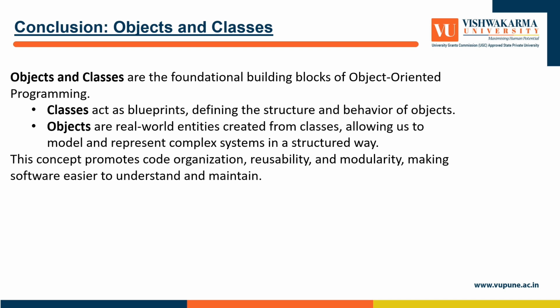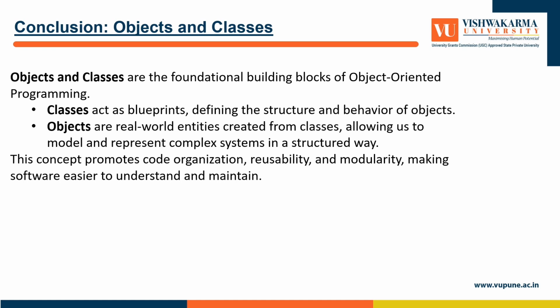Conclusion: classes and objects. To wrap up, classes and objects are the foundation of object-oriented programming. Classes act as blueprints defining the attributes and methods, while objects are the real-world instances created from these blueprints. These concepts promote organization, reusability, and modularity, making software more efficient and easier to maintain.